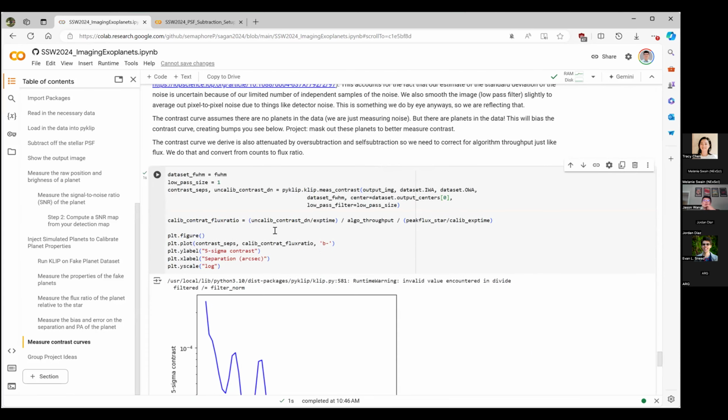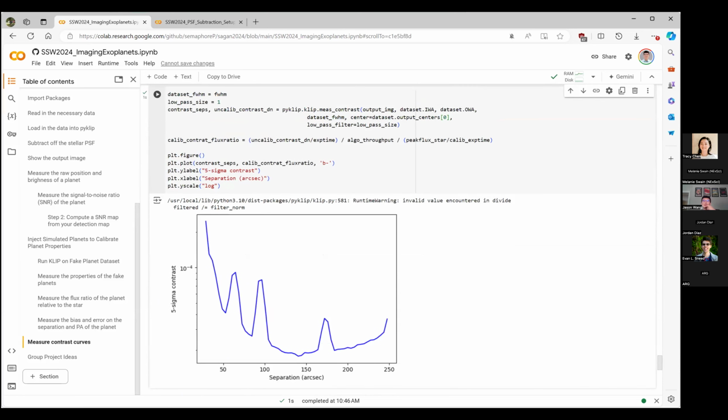So here we can generate a 1D contrast curve. It's a little bit ugly because there are real planets in the data. There's planet E, D, C, and B here in the data, and this is just the edge of the detector. Because of that, our contrast curves spike up every time there's a real planet. If you were doing this for real, we would mask all the real planets and do this again. But for the purpose of this demonstration, this is good enough.